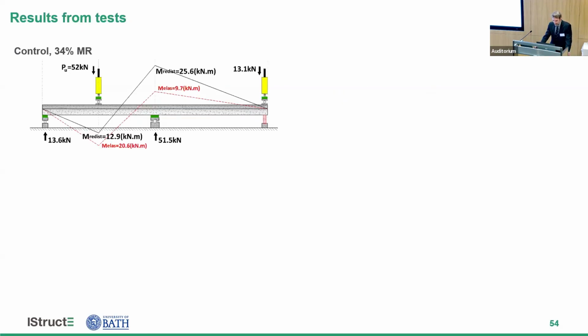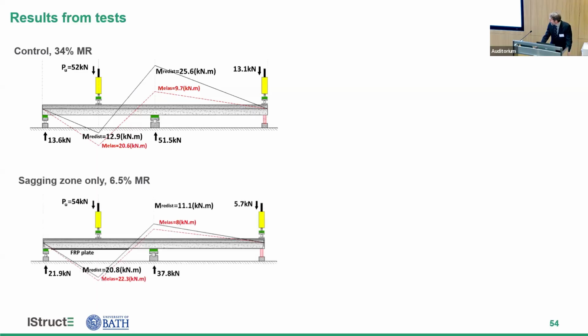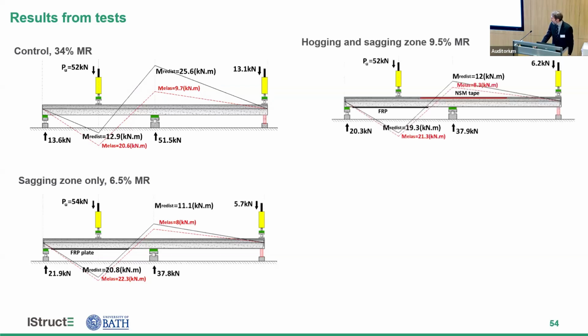So this is our control specimen with no strengthening on it. So the red is the elastic distribution, and the black line there is the redistributed moments that we measured. So we got 34% moment redistribution there. But as soon as we add FRP in that sagging region that we're trying to redistribute from, then we're getting hardly any redistribution, only 6.5%.